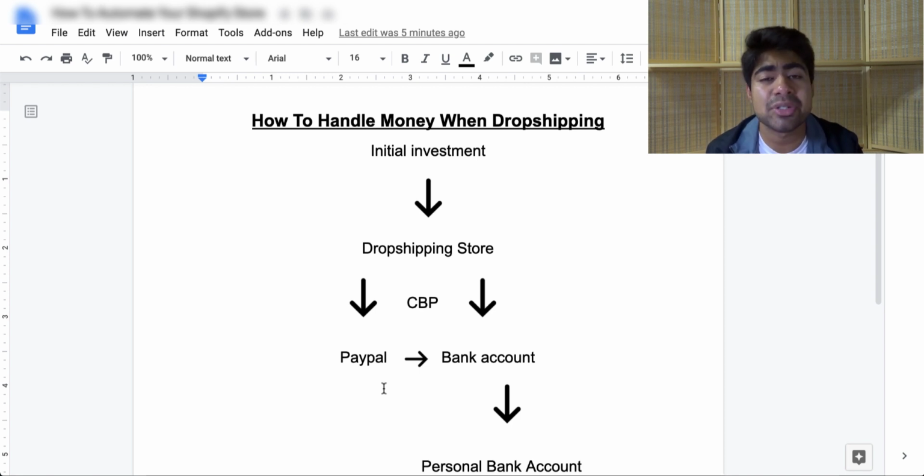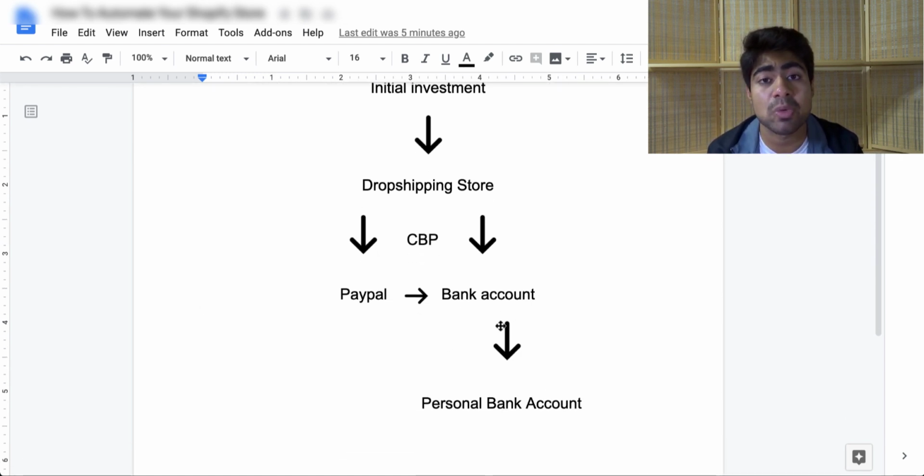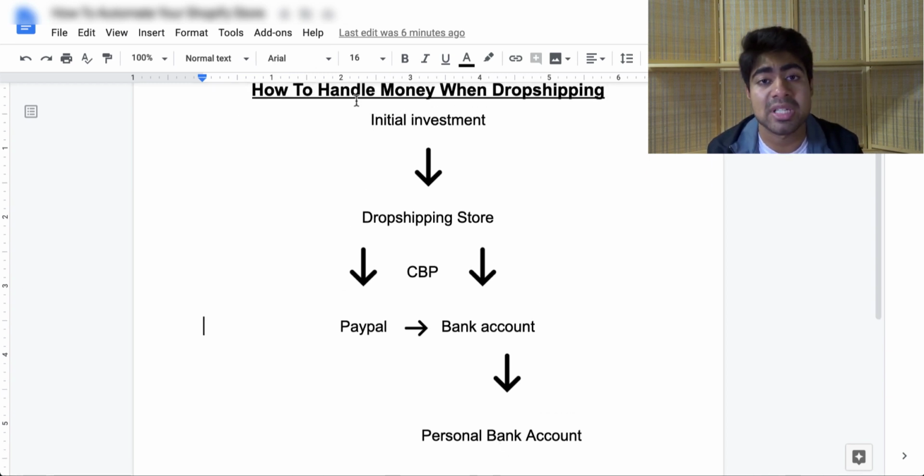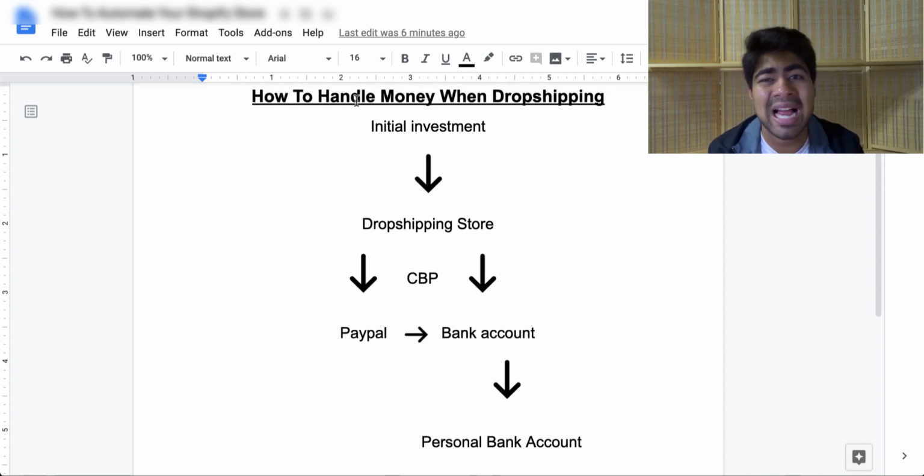When it comes to paying yourself from your stores, instead of having it inside multiple different bank accounts, you would rather send all of that money into one major bank account, which is for your business, and then transfer only the profits to put inside your personal bank account. And then again, you can repeat the cycle by pushing the money all the way to the top again. But this was just a quick video on how I personally handle money when it comes to Shopify dropshipping.